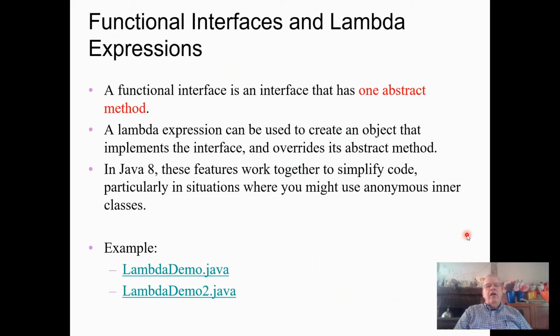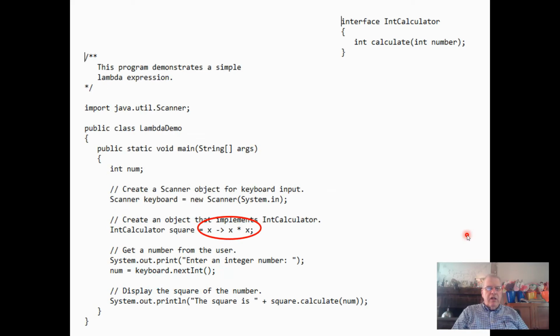So there are numerous cases where there are interfaces that have only one abstract method. Those are called functional interfaces. And you can use a lambda expression with a functional interface to create an object. We don't normally use lambda expressions because it's a little bit complicated and obscure, but when you're writing lots of code, you can easily figure out how to write lambda expressions.